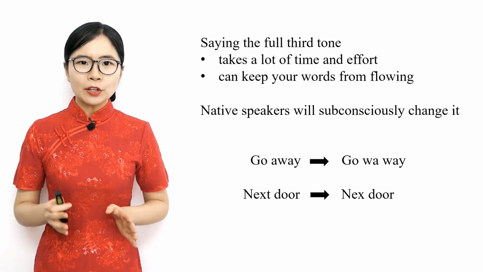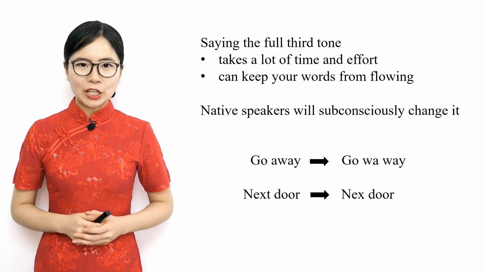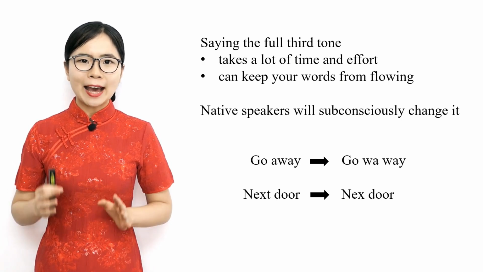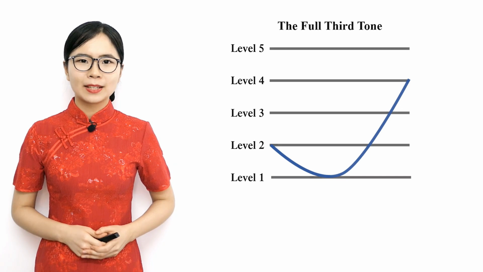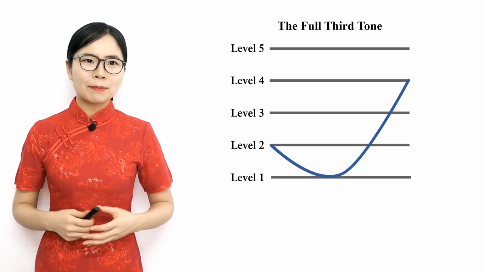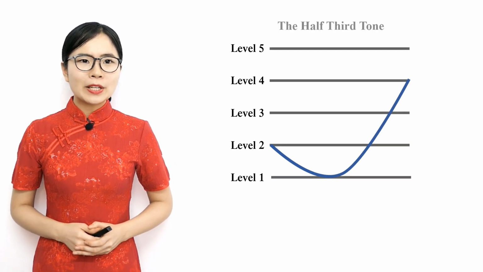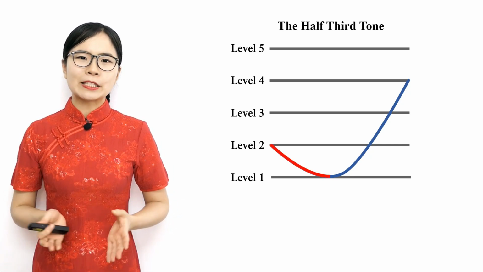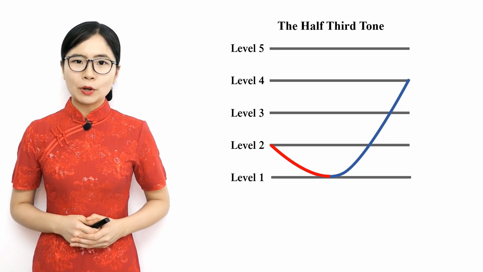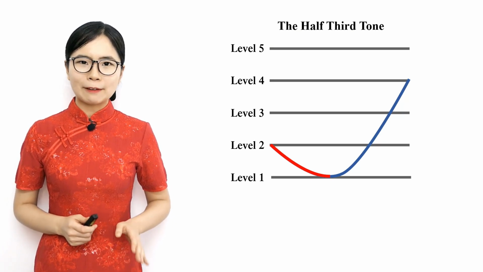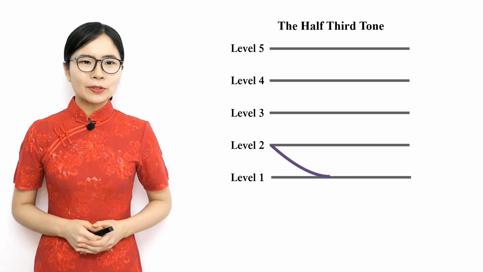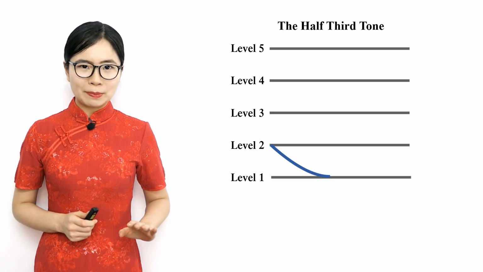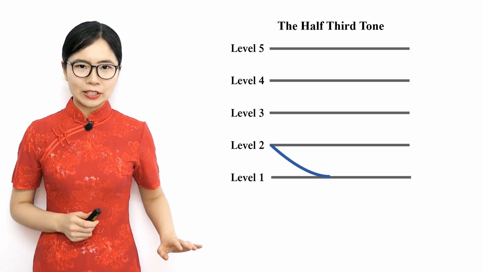Likewise, to make the third tone flow more smoothly at conversational speeds, the first change that Chinese speakers make is known as the half third tone. Let's take another look at the diagram of the full third tone. With the half third tone, only the downward first half of the third tone is spoken. So the tone will just go from level 2 to level 1. When pronouncing the half third tone, your voice starts lower than your normal speaking voice, goes lower, then stops.